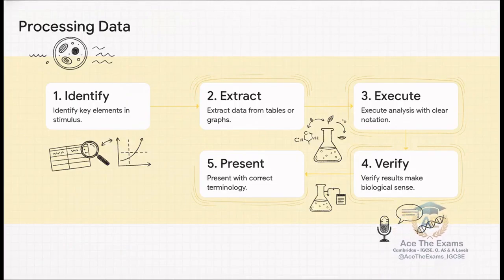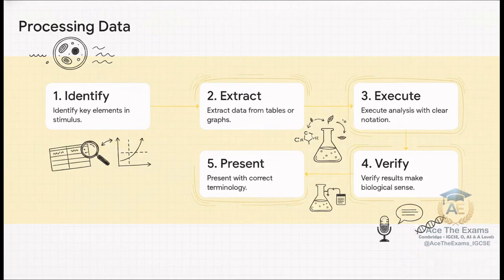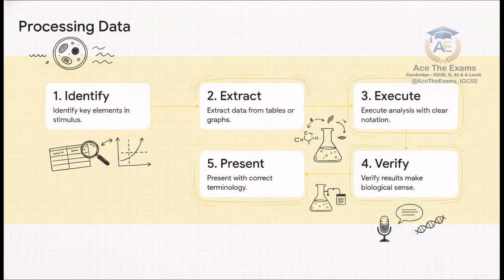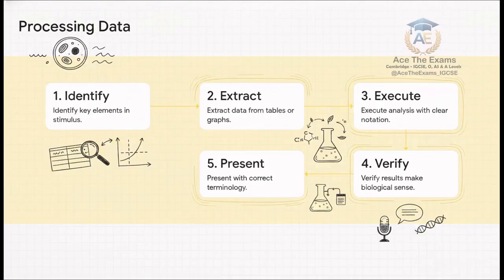1. Identify the key elements, like are we talking about the tonoplast, water potential, or solute concentration? 2. Extract the data from whatever tables or graphs they throw at you. 3. Execute your analysis using really clear notation. 4. Verify your results, like do they actually make biological sense? And 5, present your final answer using that precise, correct format and terminology. Honestly, this framework is completely non-negotiable if you want to crush unfamiliar contexts.